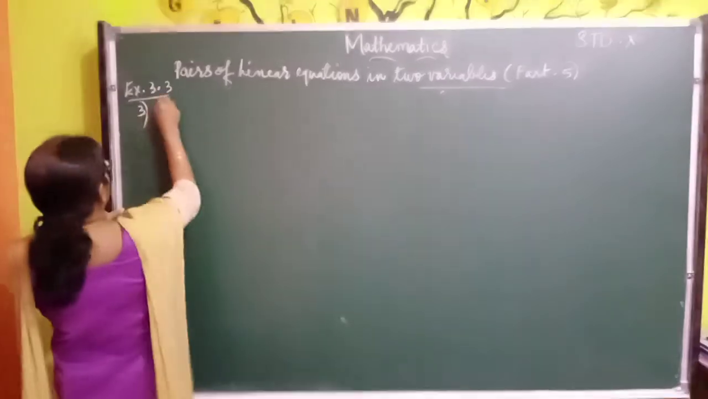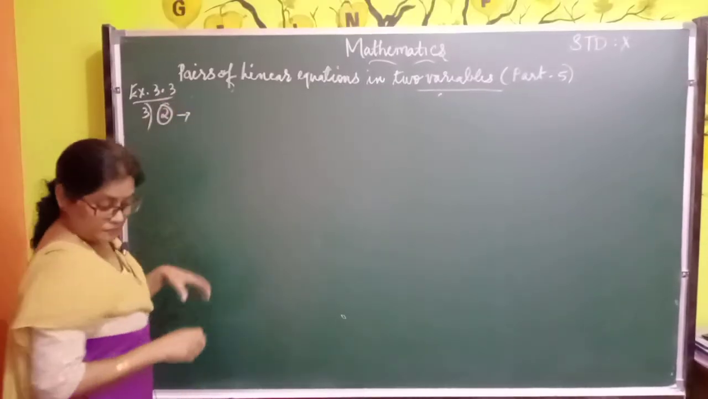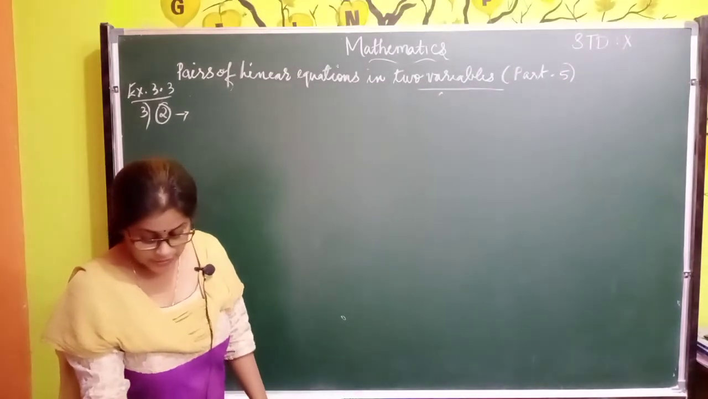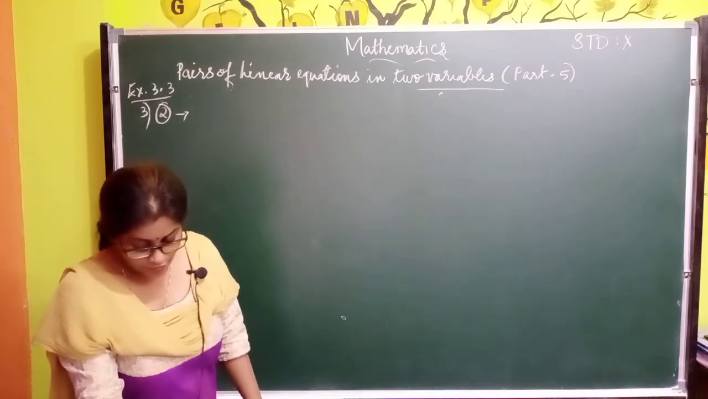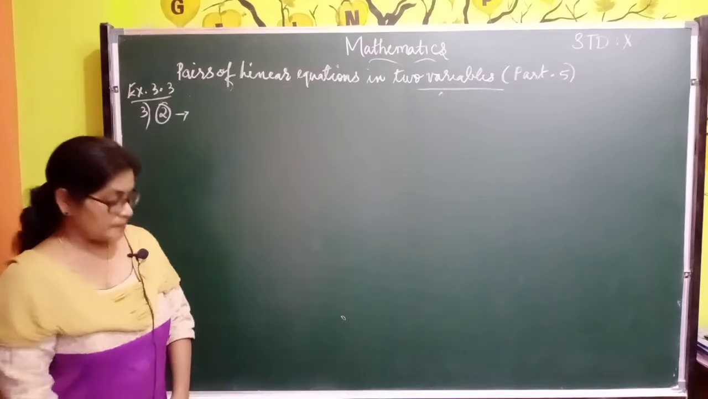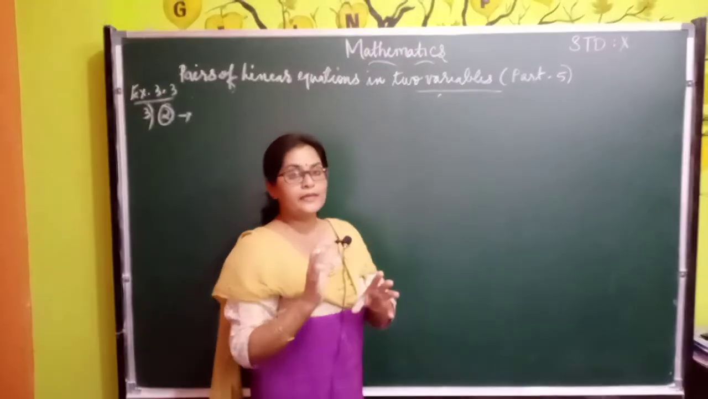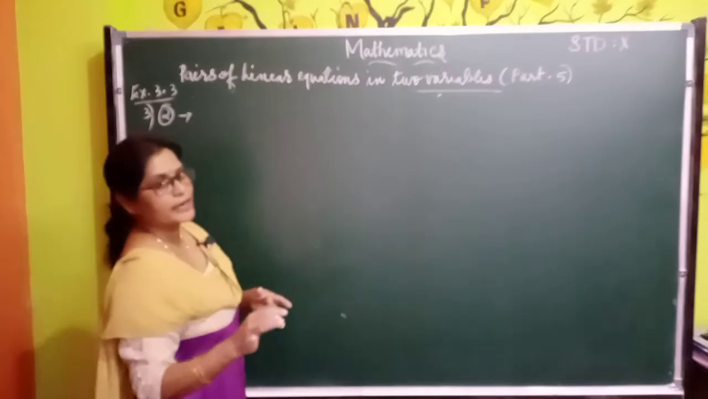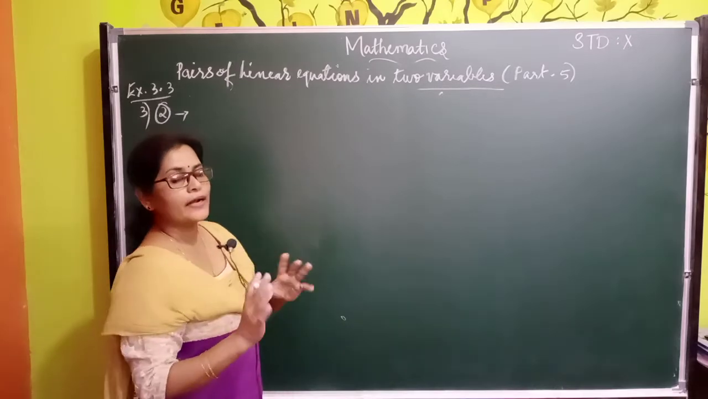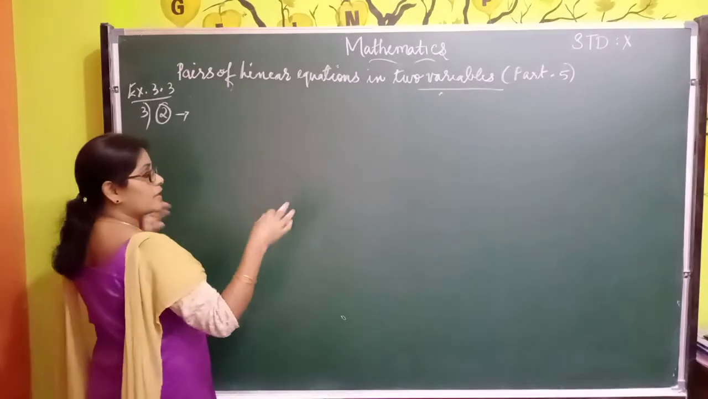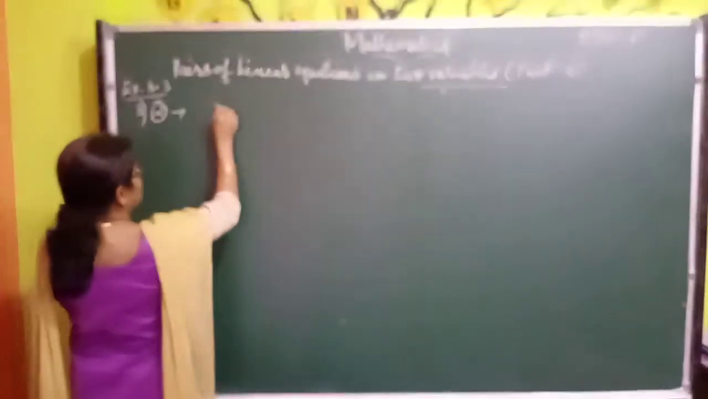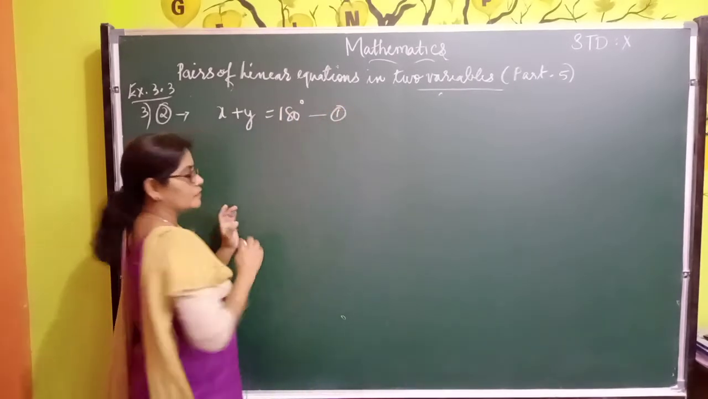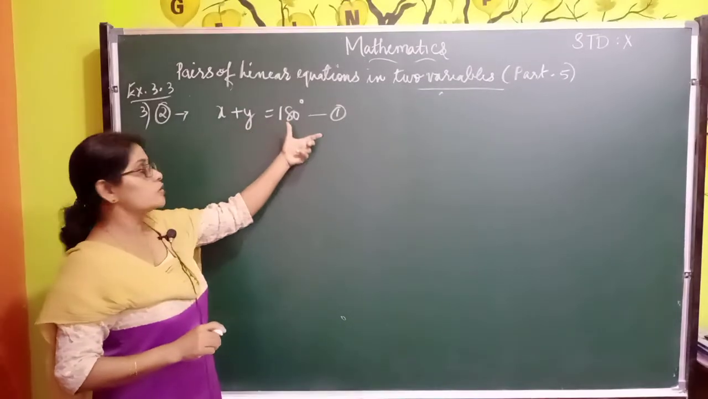Now, the next one. The larger of two supplementary angles exceeds the smaller by 18 degrees. Find them. Supplementary angles: when two angles are added, the sum is 180. So here, let the two angles be x degree and y degree. So, x plus y is equal to 180.